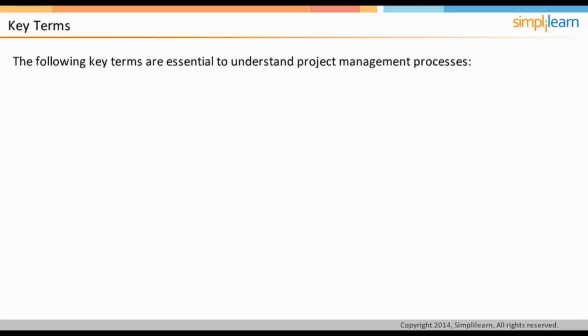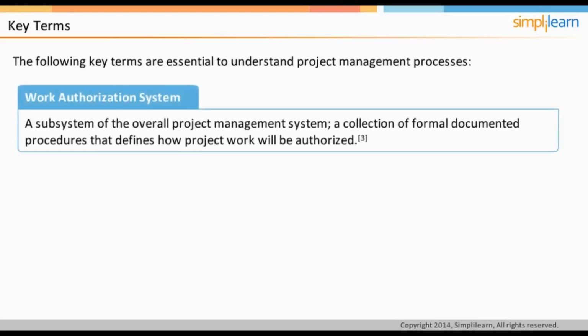Let us look at a few key terms to understand project management processes. The first is the work authorization system. There should be a formal process of authorizing work within the project. So, be it internal team members or project contractor, there should be a formal process of giving go-ahead to start work on the project. The next two related terms are corrective and preventive action. You will come across these terms throughout this PMP tutorial.